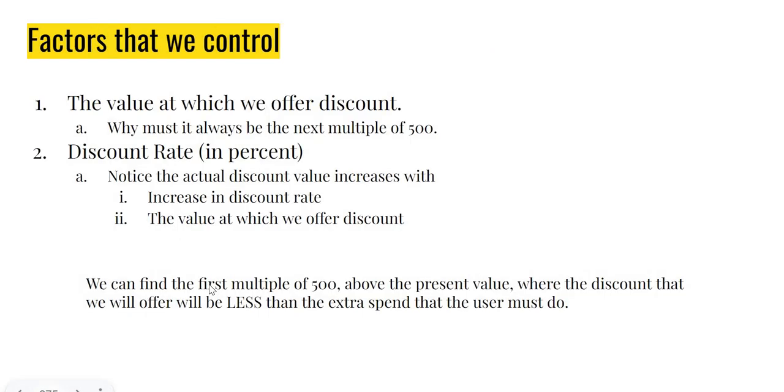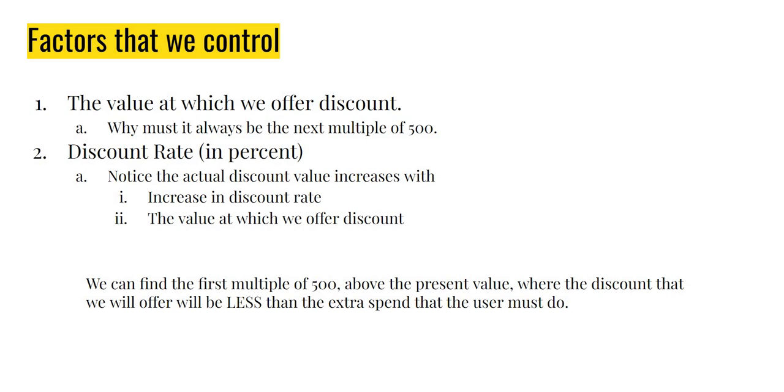The idea is very interesting. We have two variables that we control. First, the value at which we offer this discount. Now, the question that comes up is, why must it always be the next multiple of 500? In fact, it can be higher too. The next thing is the discount rate. As you can imagine, the actual discount will increase when you increase the discount rate or the value at which we offer the discount. We can find the first multiple of 500 above the present value where the discount that the user will be offered is less than the extra expense that the user must incur. And that will ensure that the shop always gets more money from the user.